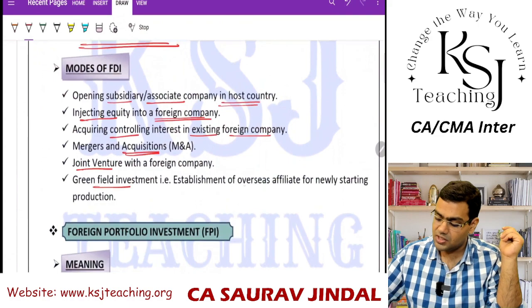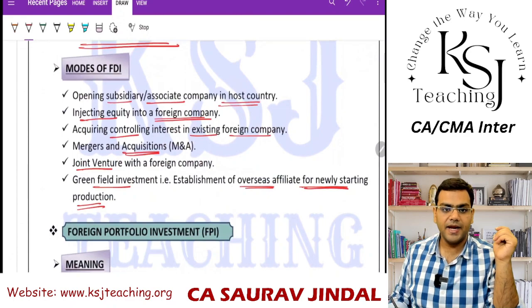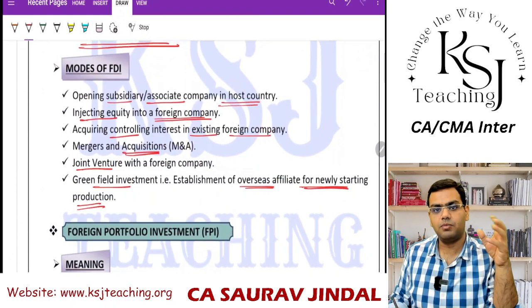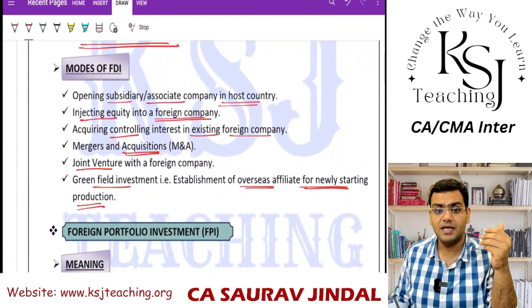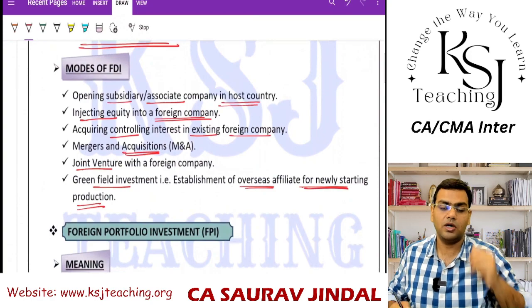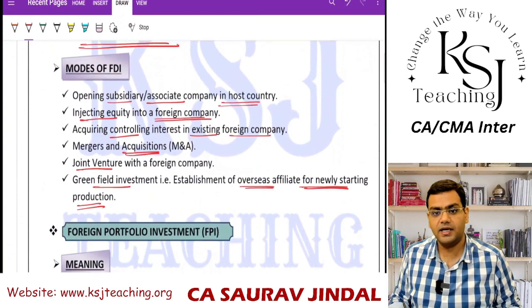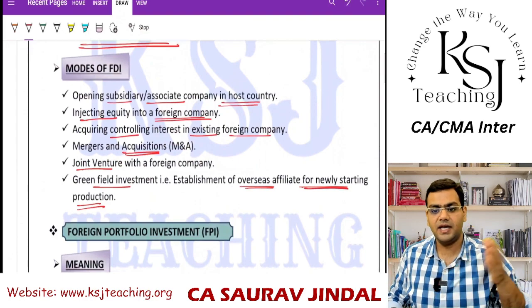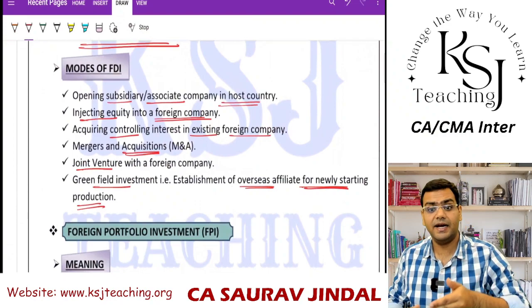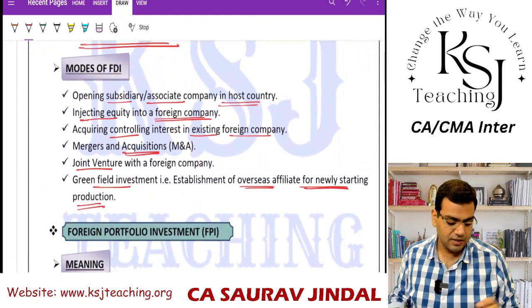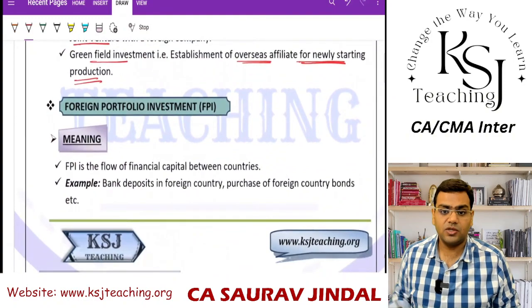Greenfield investment, that is establishment of the overseas affiliate for newly starting production, right? There is a company in the USA who wants to start a production in India, right? So they establish their office in India. That is what is known as greenfield investment, establishment of overseas affiliate for newly starting production. They want to start a new line of production, and they see that India is a potential market, India has a good market, so they want to set up the office in India. Obviously if you want to set up the office in India, that means you are investing in India, right? That is what is known as greenfield investment. Clear?